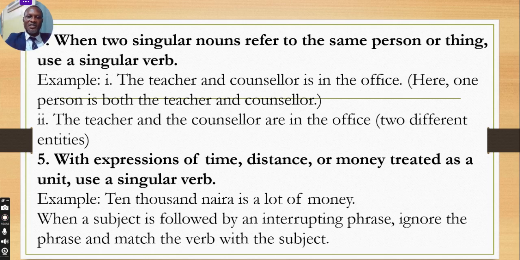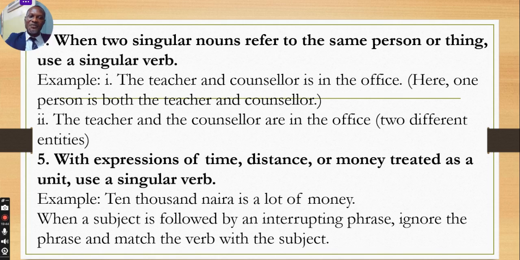So the teacher is the same person as the counselor. Then you use the verb is, not are, because you're referring to one entity or one person. I hope this is understood. Number two, the teacher and the counselor are in the office. Two different entities. How did I know that these are two different entities?